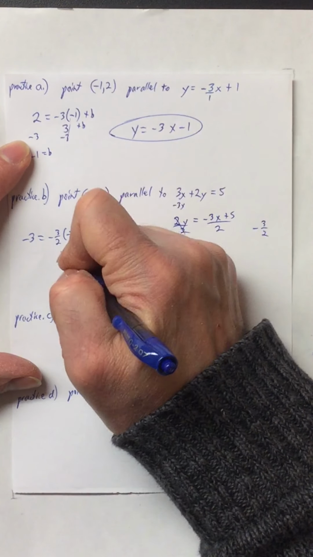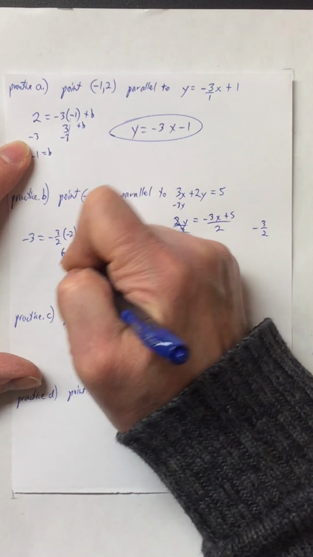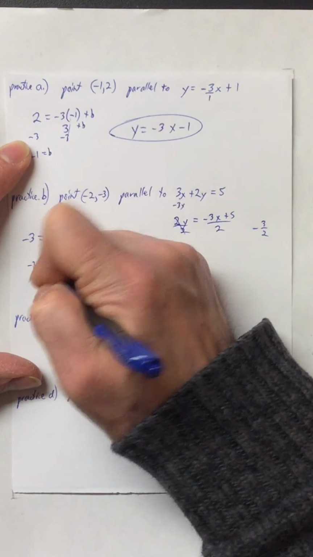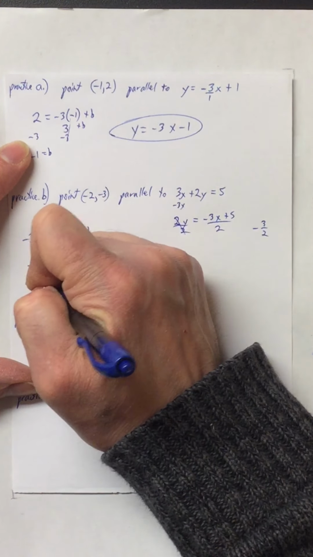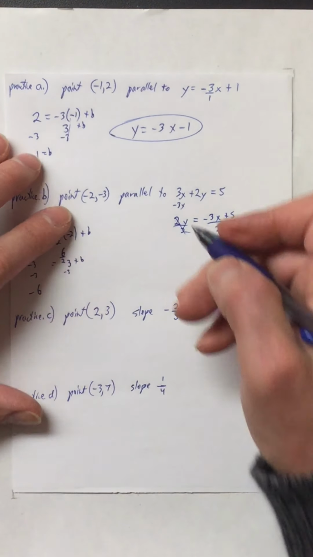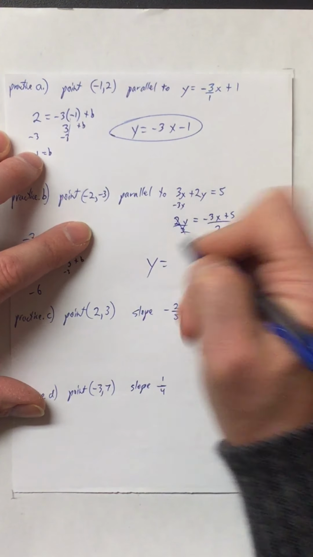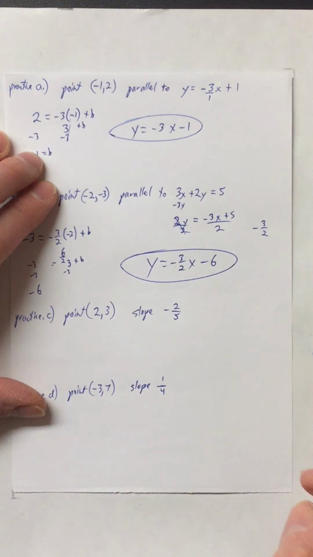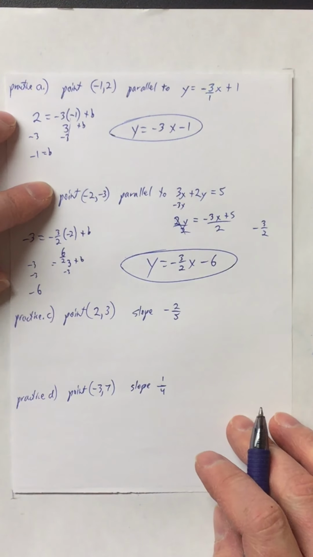Negative times negative makes it a positive. It looks like it's going to be 6 over 2. That gets reduced to 3. Okay, so subtract 3 from both sides, and it looks like my intercept is negative 6. Checking that with my book here. All right, let's write out my answer. Yes, y is equal to negative 3 over 2 x minus 6, and that is the correct answer.